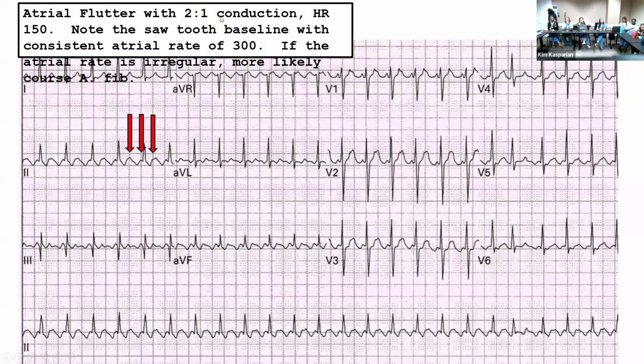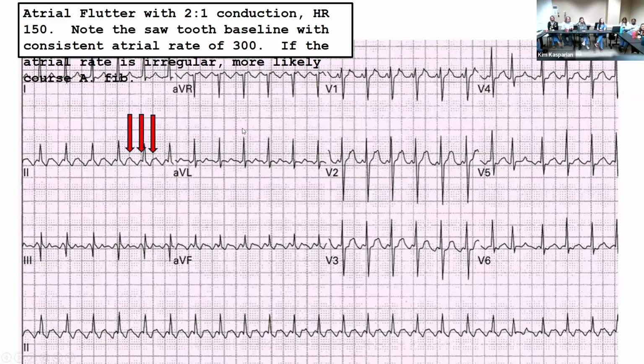So this is 2-to-1 conduction. And what that means is that you have 2 flutter waves for every 1 QRS. You can have 3 flutter waves for every QRS, 3-to-1, 4-to-1. And also you can have a variable block. So someone who's on a beta blocker or something that blocks the AV node, sometimes they might go from 3-to-1 to 2-to-1 to 4-to-1. But you'll still always see that nice sawtooth pattern on the bottom.